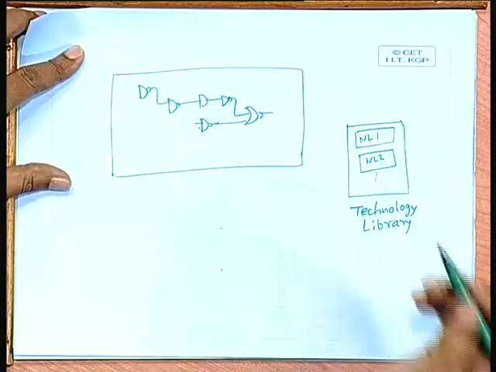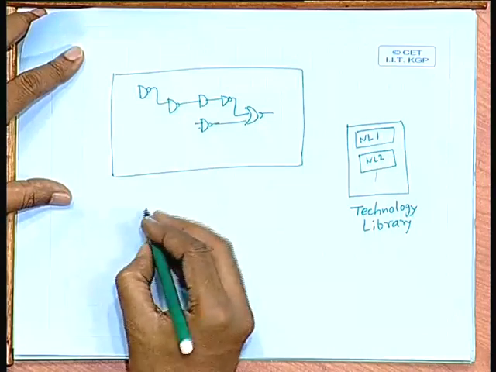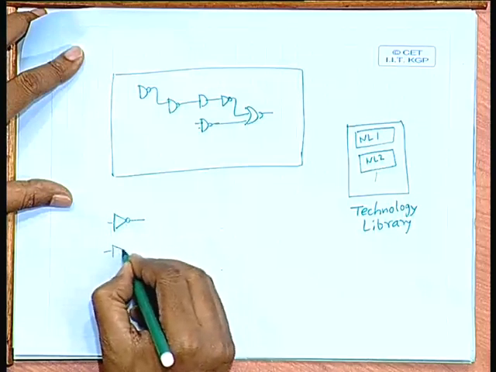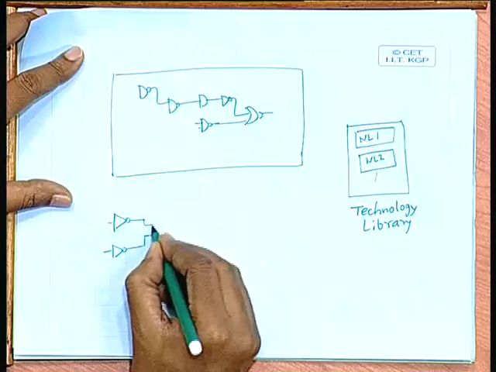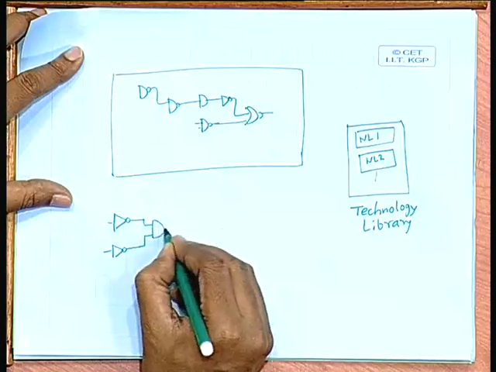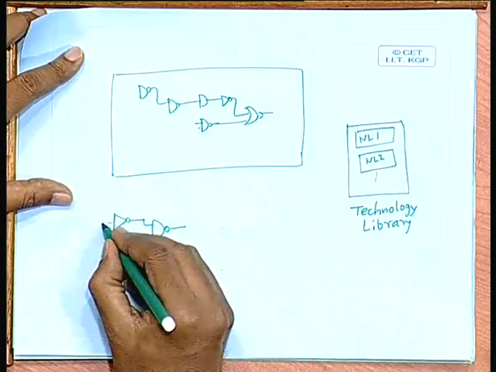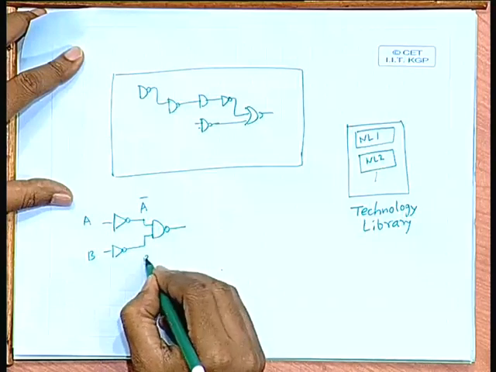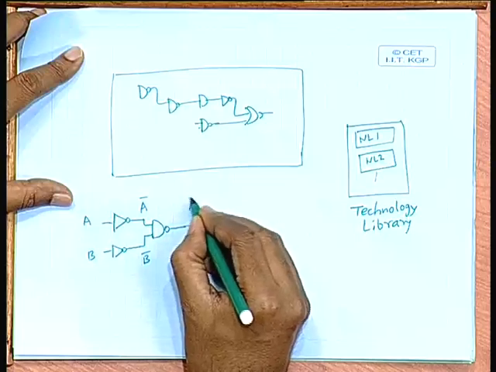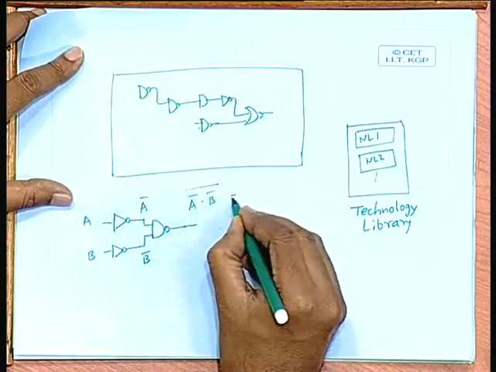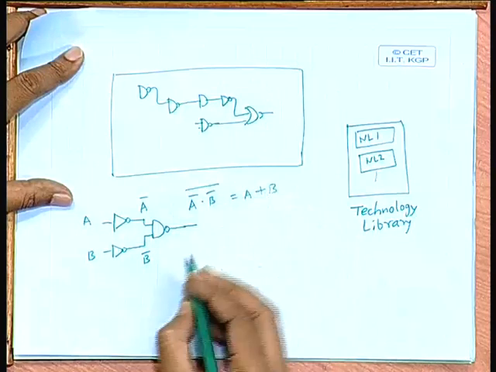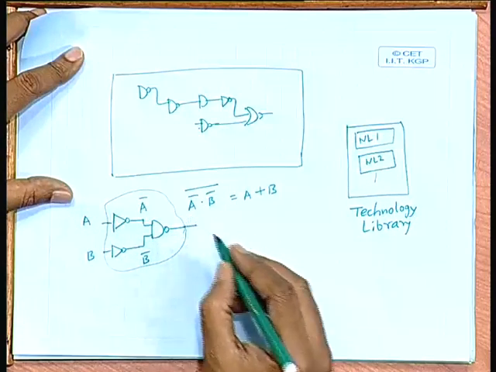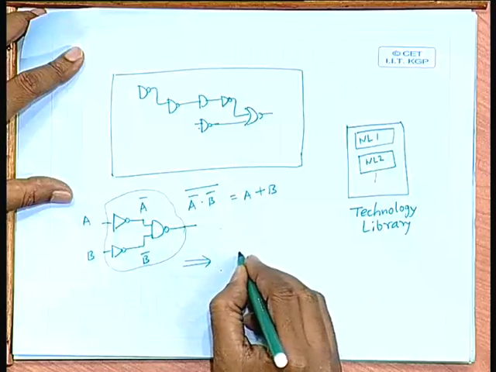What will this netlist contain? Say it will contain something like this: this is equivalent to what? This is A and B, this is A bar, this is B bar, and the output is A or B. So, if you have a sub-circuit like this, it is equivalent to an OR gate.